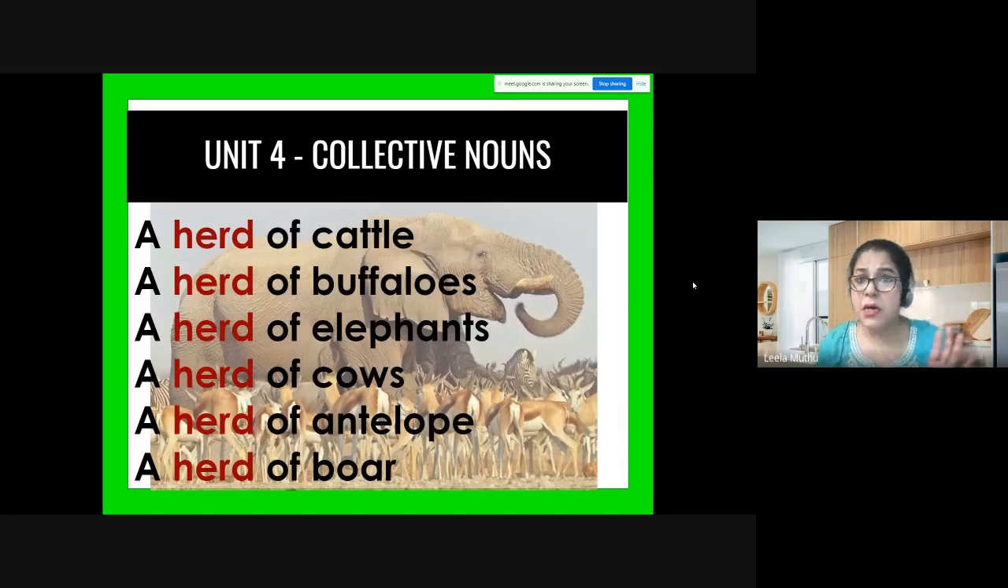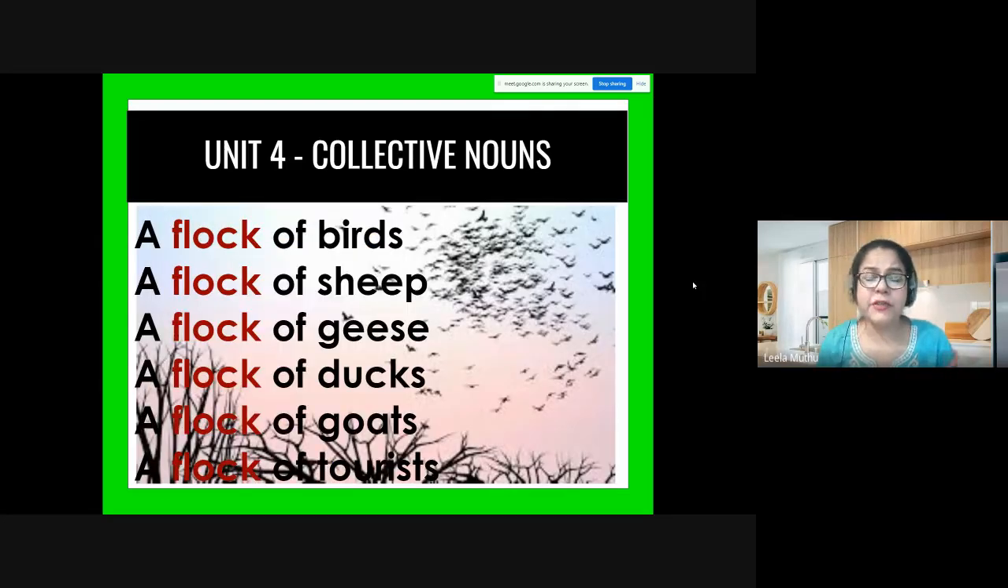Oh, herd has got a lot of collections of different animals here. A herd of cattle, a herd of giraffe, a herd of buffaloes, a herd of elephants, a herd of cows, a herd of antelope, a herd of boar. Oh my goodness. Now, flock has got so many, it's a collective noun for so many other animals or birds. Okay, let's check it out. A flock of birds, a flock of sheep, a flock of geese, a flock of ducks, a flock of goats.